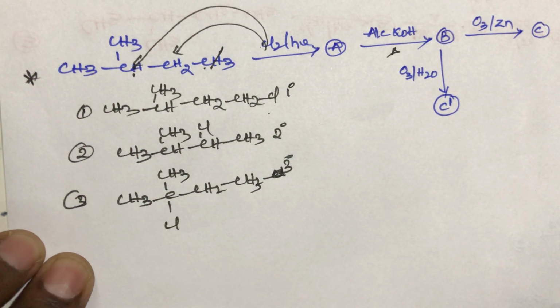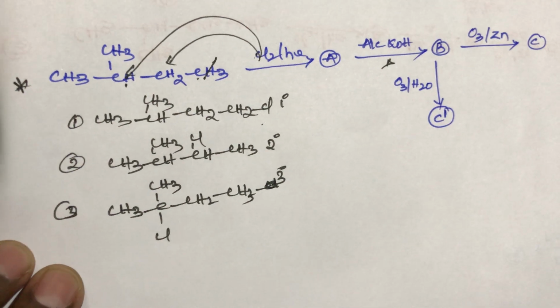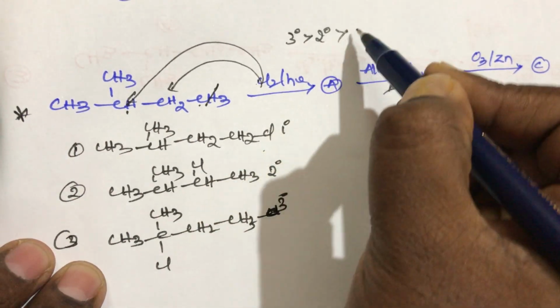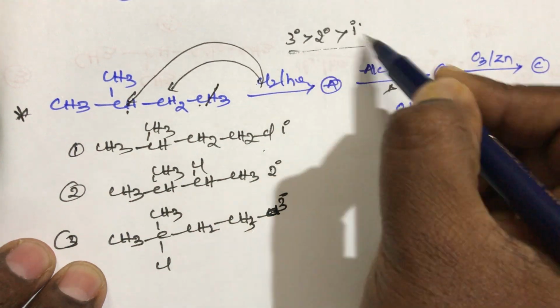We know the stability order of intermediate free radicals: the tertiary free radical is greater than the secondary free radical, and the secondary free radical is greater than the primary free radical. This is the order, student.